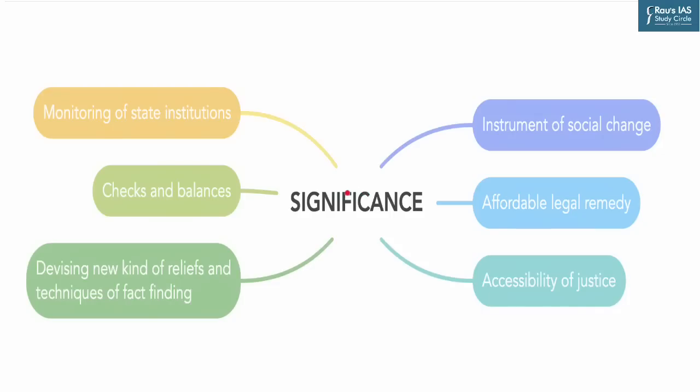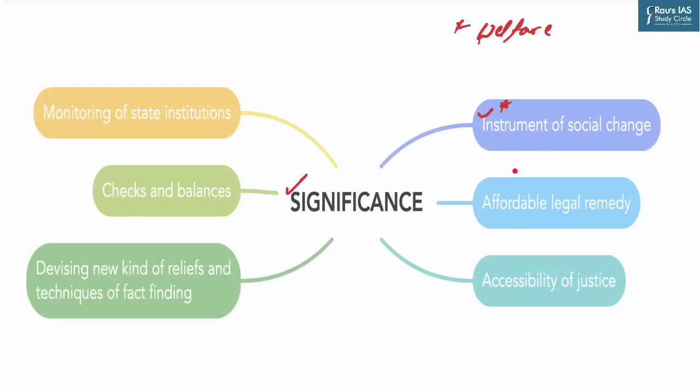So let us look into what is the significance of the PIL. First and foremost, it is an instrument of social change. The litigants can focus attention and can also achieve results pertaining to larger public issues, especially in the field of human rights, consumer welfare and environment. PIL is working as an instrument of social change. It is working for the welfare of every section of society.